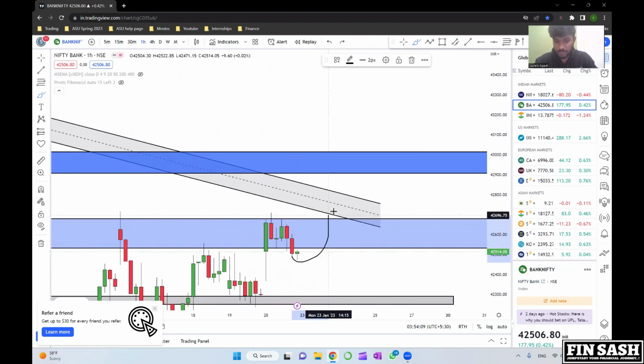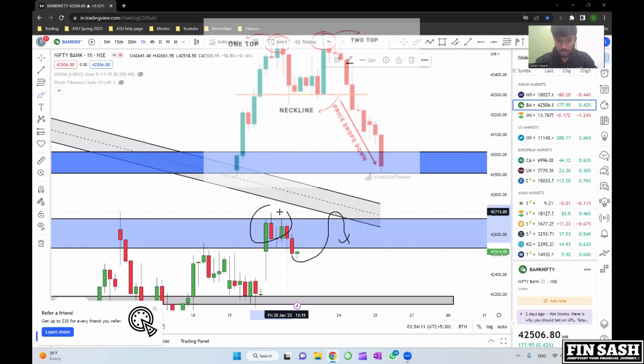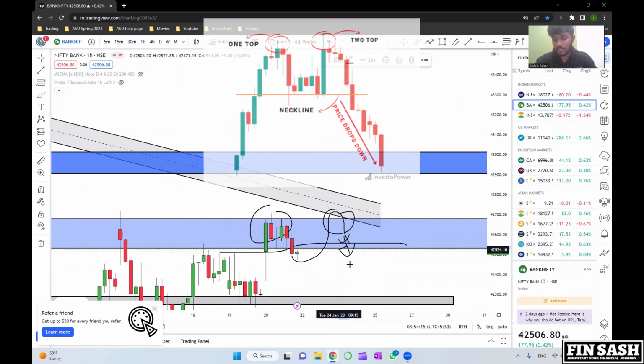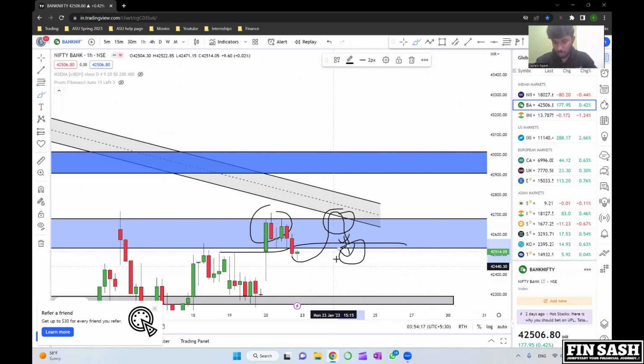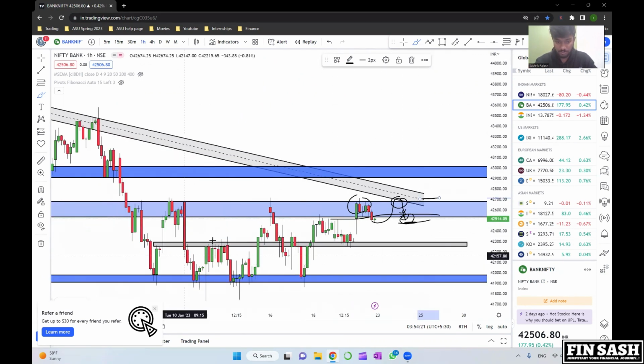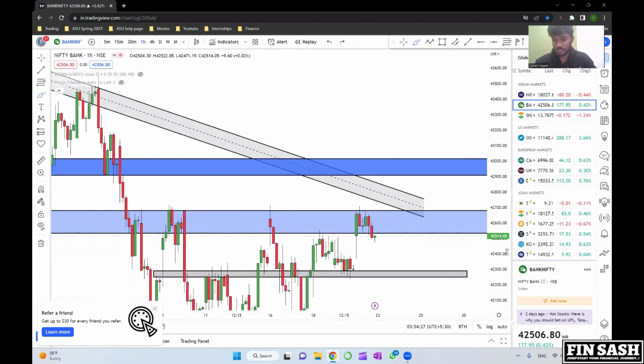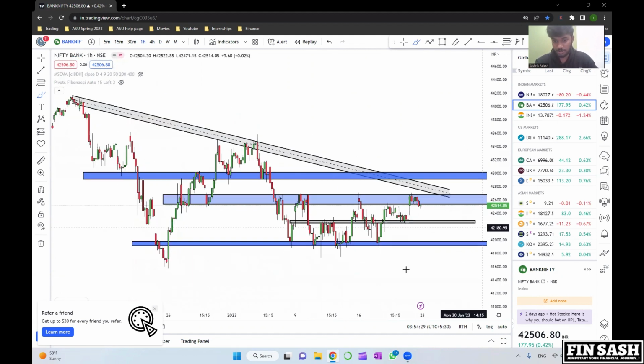But again, if there's a double top here and it starts going down and it breaks this level, I'll take a trade over here, keep my stop loss above this level, and my first target can be this, and my second target can be this. But again, we're traders, we have to decide every possibility.